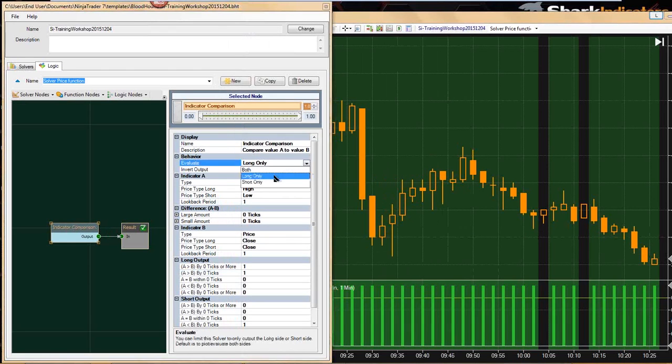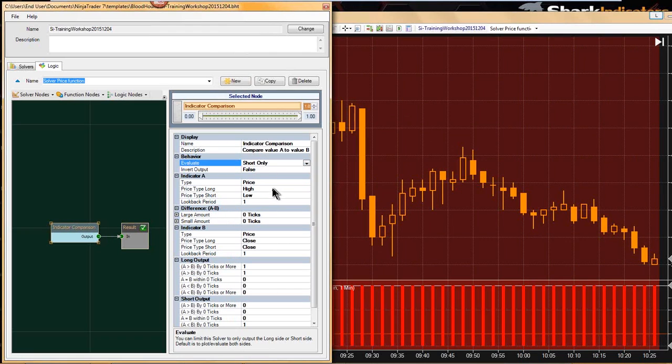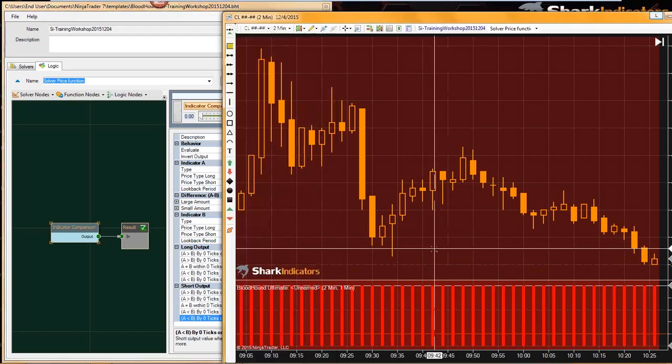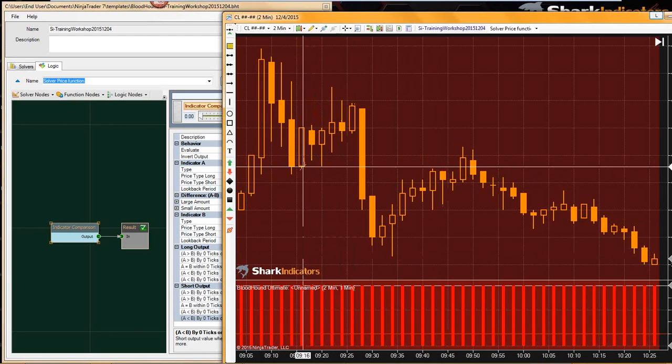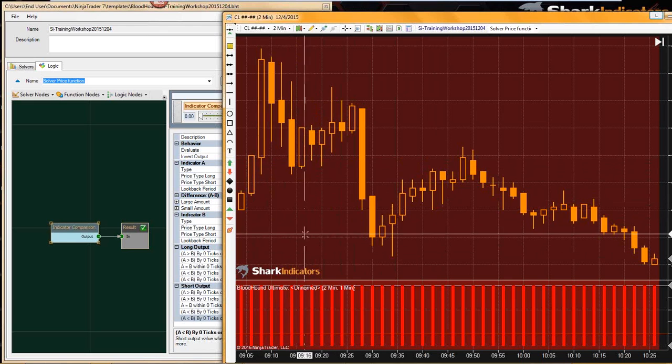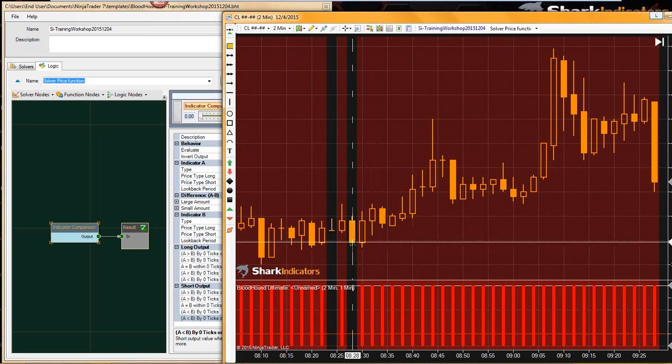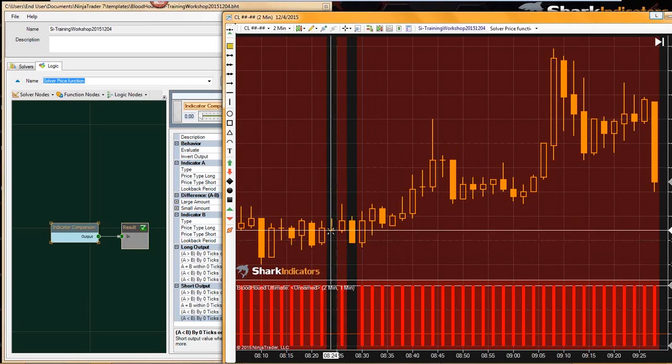And then if we look at the short output only, what we're looking at is if the low price of the bar is less than the closing price, according to our short output. We have a short output of A less than B. This is what we're using for the short output. So if there's a wick on the bottom, we're going to get an output there. And yeah, there we go. There's a couple of bars with no output here.